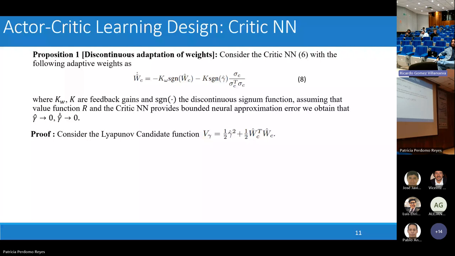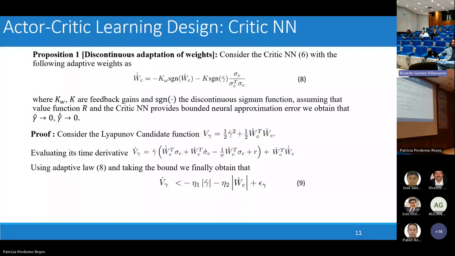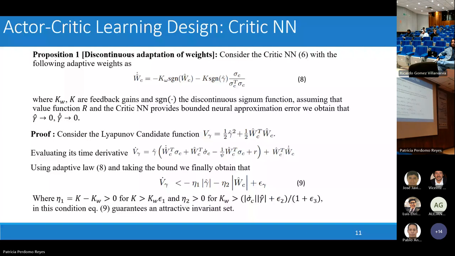And here we have the proof. If we consider this Lyapunov function that depends on the integral temporal difference error and the weights of the neural network, and take its time derivative, we obtain this equation. And finally, using the adaptive law and also the temporal difference error approximation, we obtain equation 9, which, as long as eta 1 and eta 2 are positive definite, we can guarantee an attractive invariant set.